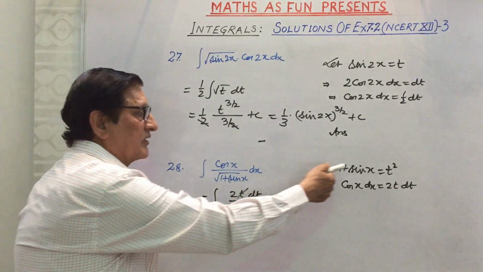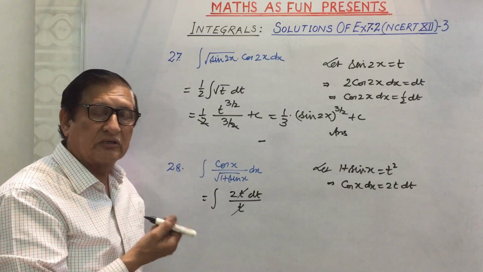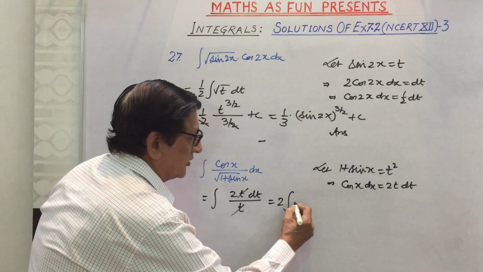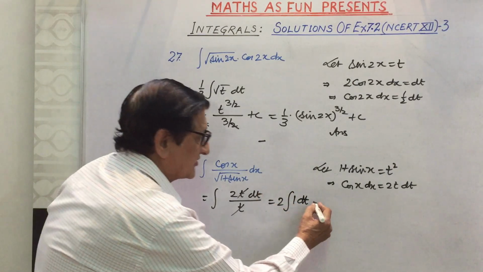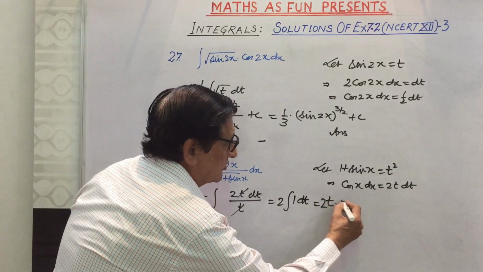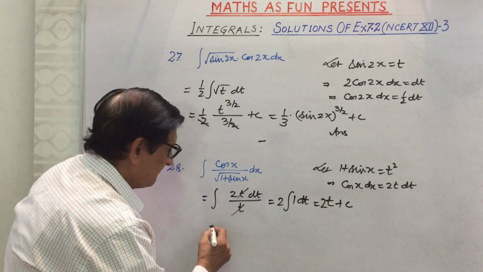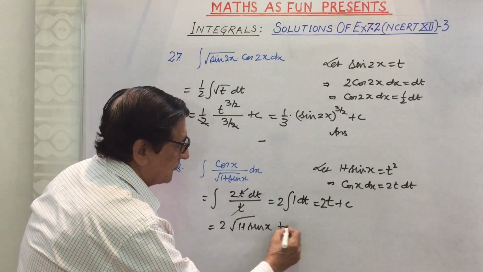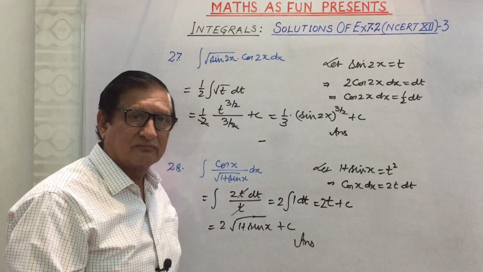This is the reason we can take it as t square, because we can avoid the radical power, that is root of t. And now we get this as 2 into integral of 1 into dt. The integral of 1 is t, so this becomes 2 into t plus c. Substituting the value of t, we get this as 2 into root of 1 plus sin x plus c, which is the answer to the problem.